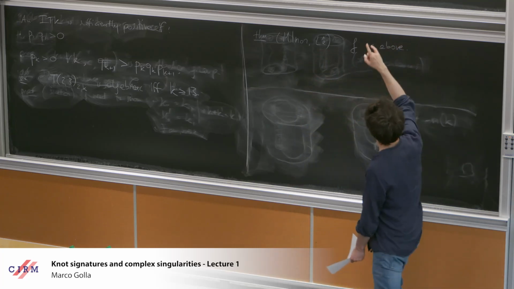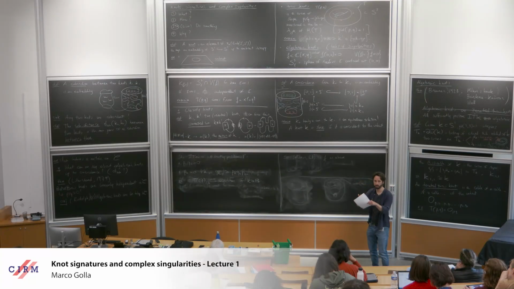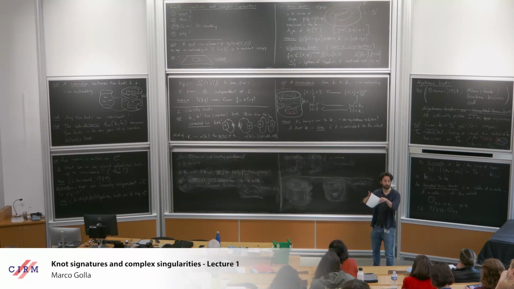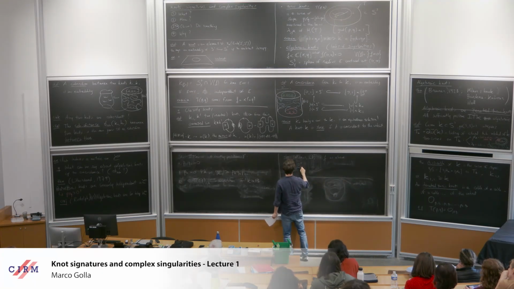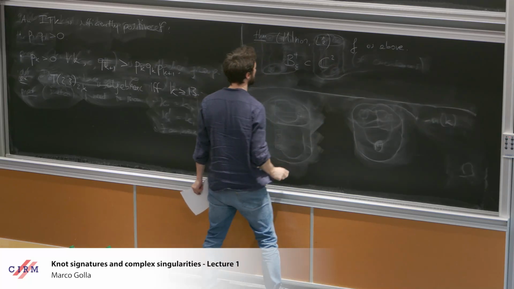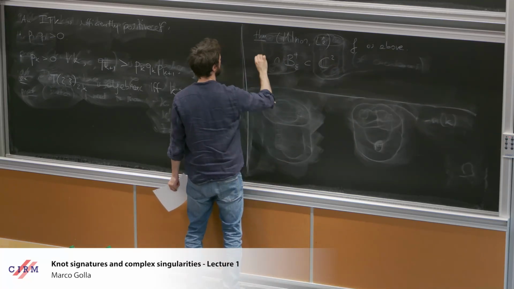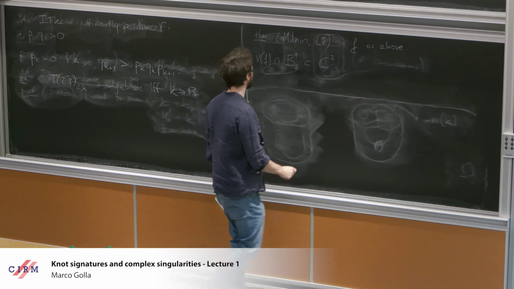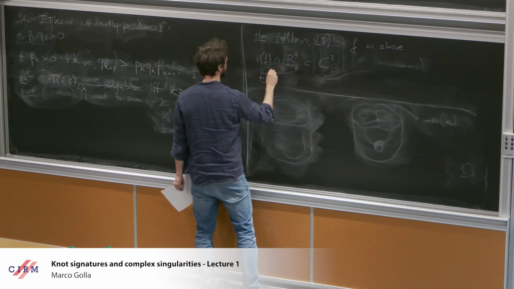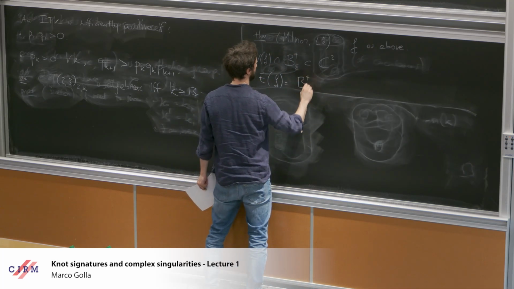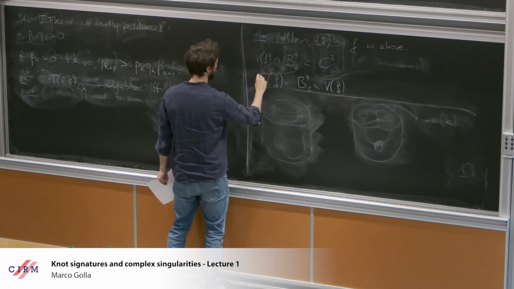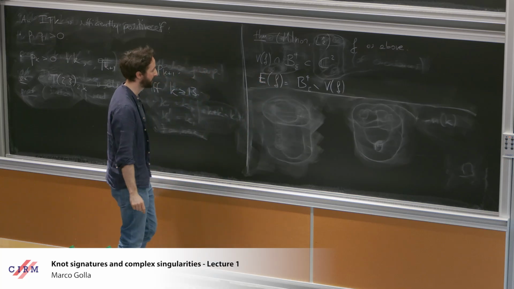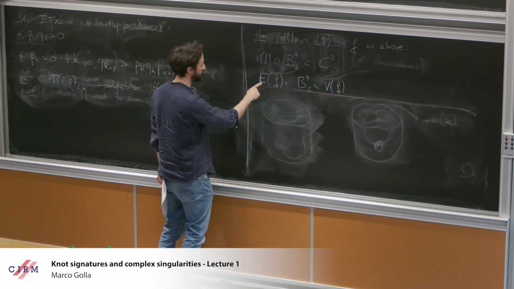I told you that to look for a torus for an algebraic knot, I need to take a small ball of a small sphere of radius epsilon. Actually, this sphere is the boundary of a small ball of radius epsilon. So I can look at B epsilon inside C2, and I can look at its intersection with VF, and I can actually look at the exterior. Let me call it EF. This is B epsilon minus VF. And somehow this is a manifold with boundary and corners.